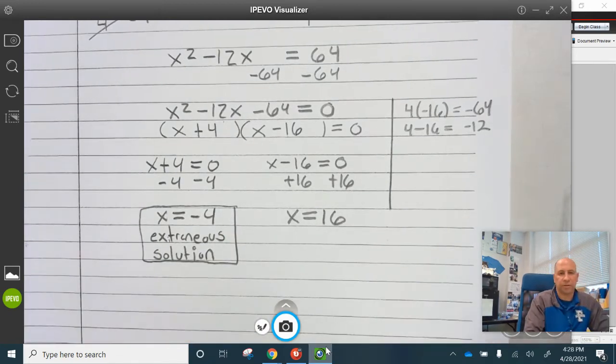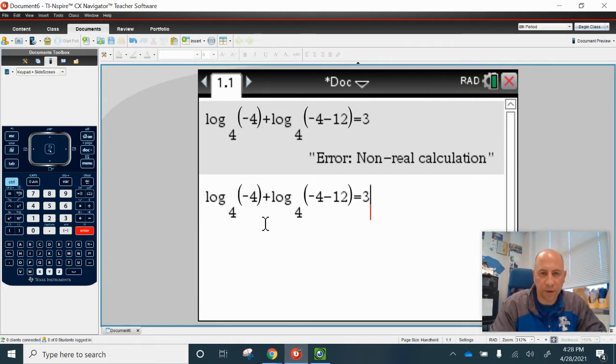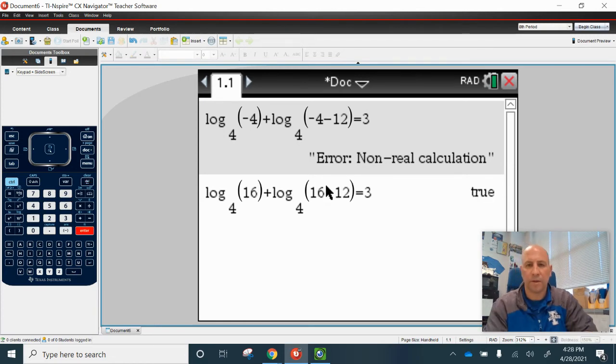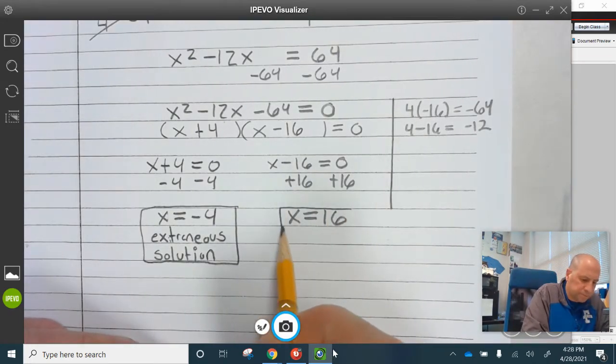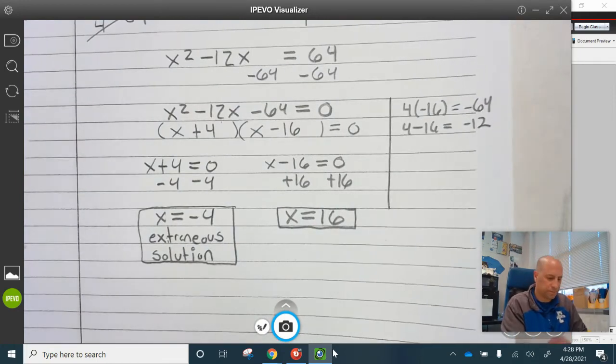Okay, now let's check 16. So I'm going to highlight this, press enter, and everywhere there's a negative 4, I'm going to put 16. That says true, meaning 16 is a valid solution, so 16 is a solution. Okay, go ahead and finish up example 3.